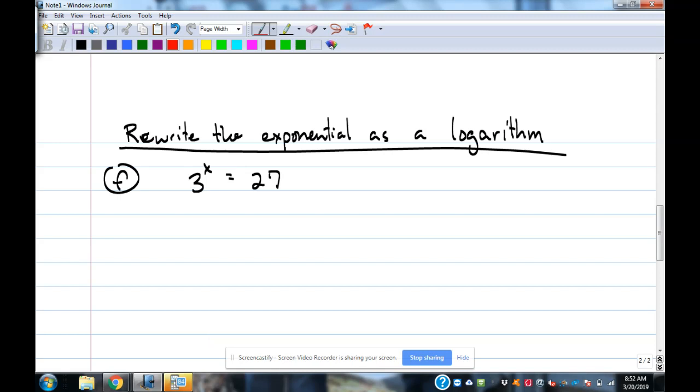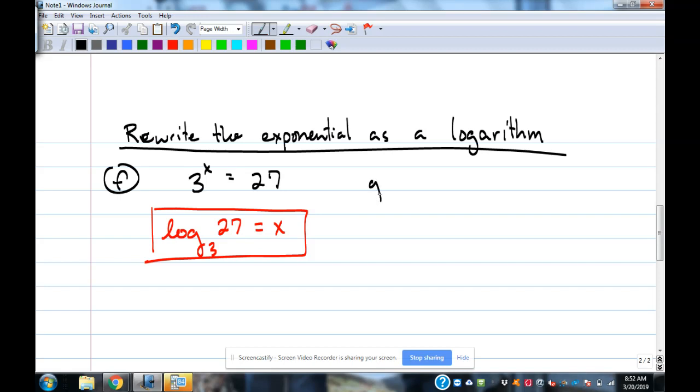So what's the base in this exponential? 3. So we're going to use log base 3 of 27 is equal to x. Remember, the logarithm is always going to be equal to the exponent. Okay, so that's the key.